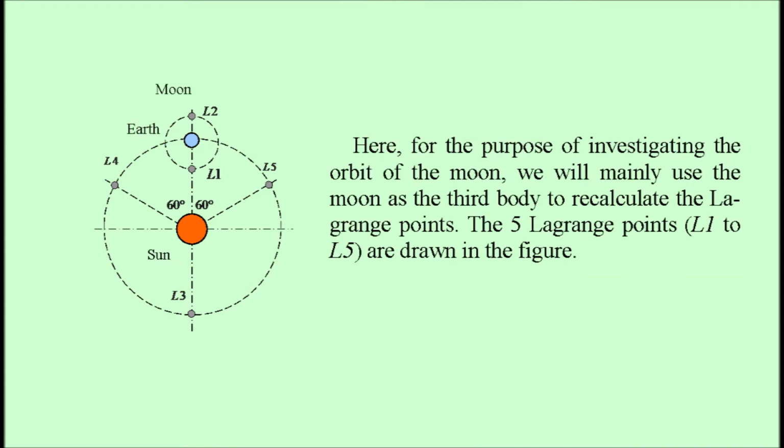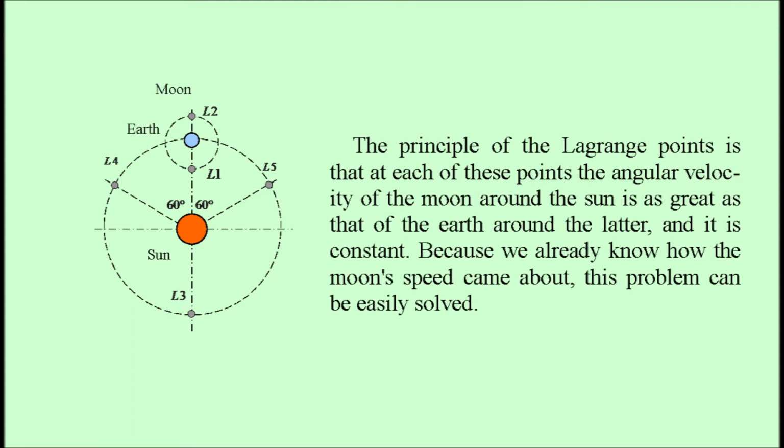Here, for the purpose of investigating the orbit of the Moon, we will mainly use the Moon as the third body to recalculate the Lagrange points. The 5 Lagrange points, L1 to L5, are drawn in the figure. The principle of the Lagrange points is that at each of these points the angular velocity of the Moon around the Sun is as great as that of the Earth around the Sun, and it is constant. Because we already know how the Moon's speed came about, this problem can be easily solved.